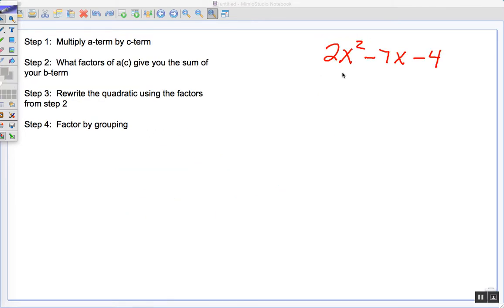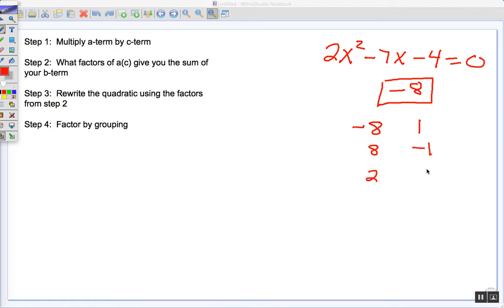Okay, let's go ahead and practice with one more. So again, step 1, multiply your A term by your C term. So 2 times -4 gives us a -8. So what are the factors of -8 that when added give us our B term, which is -7? Well, factors of 8 are -8 and a +1, +8 and a -1, -2 and +4, or +2 and a -4.